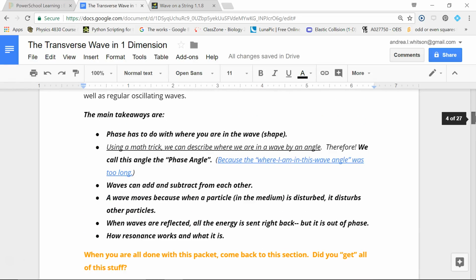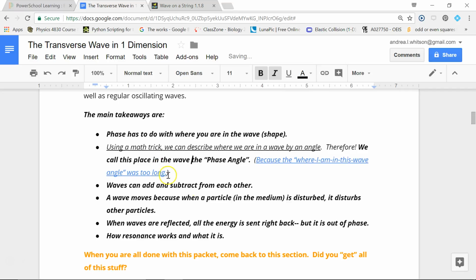Okay, so the main takeaways today are this word phase. I don't expect you to know what phase is right now, but what I want you to know about it is that phase has something to do with where you are in the shape of the wave. We are going to use a math trick, not Max Planck's math trick, but a different math trick. And this math trick, which you will figure out if you do the math path, will allow us to call this the phase angle. This place in the wave, the phase angle, because "where I am in this wave angle" was too long.